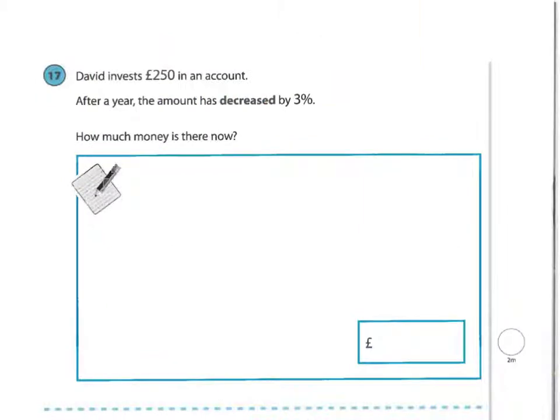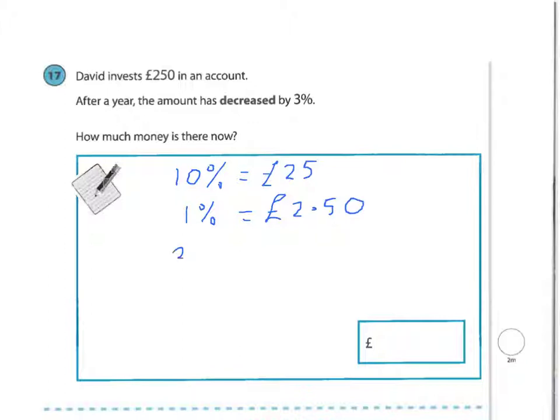David invests £250 in an account. After a year, the amount has decreased by 3%. So how much money is there now? Well, the easiest percentage to work out, to start off with, is 10%. And 10% of David's £250 is going to be £25, because I divide it by 10. Now from here I can work out 1% quite easily as well. I would just divide my 10% answer by 10. So that would give me 1% being 2.5, which is really £2.50.